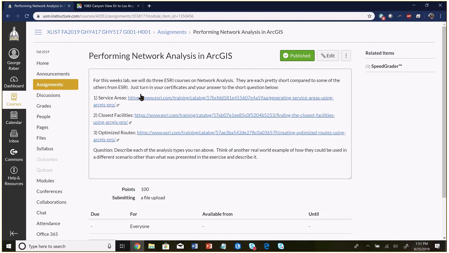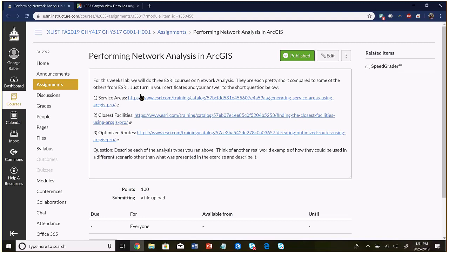So the next thing is you have to answer a question. You're going to have to describe each of the analysis types you ran above. It's like a 2 or 3 sentence description. And then for each one, think of another real-world example of how they could be used in a different scenario other than what was presented in the exercise, and describe it. For the 3 things there.